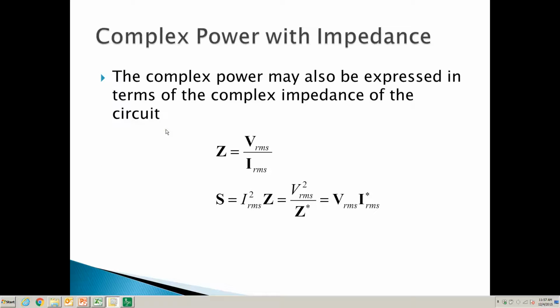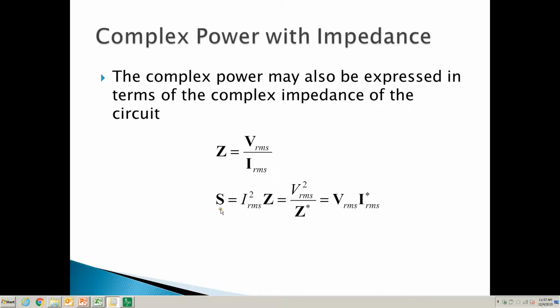This complex power may also be expressed in terms of complex impedance within the circuit. So again, we know that impedance is represented as a complex vector, and it's related to the relationship between the voltage and the current. Now this could be replaced by RMS voltage, or we could use the peak voltage or the maximum voltage as well. But I'm going to express it in terms of the root mean square value.